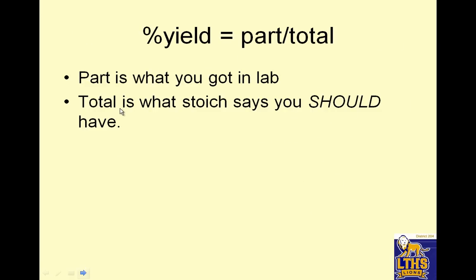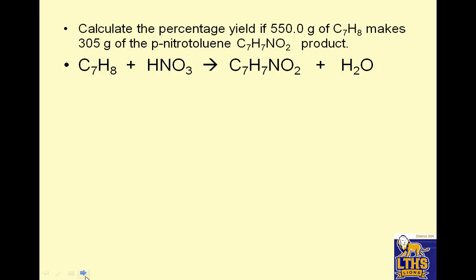So does hockey. Percent yield equals part over total. And we've done part over total before. We'll do it again. Part is what you got in lab. Total is what stoich says you should have. So here we go. Calculate the percent yield if 550 grams of C7H8 makes 305 grams of P-nitrotoluene product. Whoa, that's kind of crazy. Let's hope this is balanced. C7, C7. H9, H9. O3, O3. 1N. It's balanced. Isn't that nice?